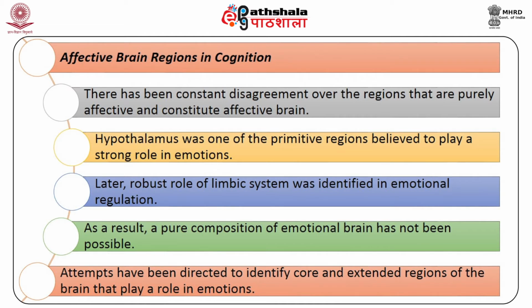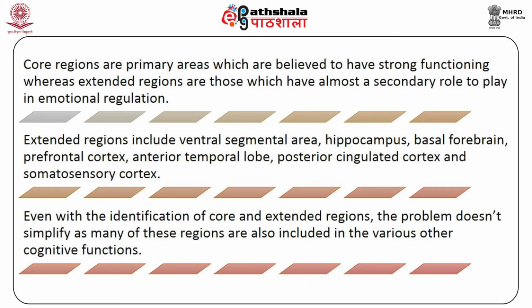Attempts have been directed to identify core and extended regions of the brain that play a role in emotions. Core regions are primary areas which are believed to have strong functioning, whereas extended regions are those which have almost a secondary role to play in emotional regulation. Examples of core regions include the amygdala, hypothalamus, nucleus accumbens, orbitoprefrontal cortex, anterior cingulate cortex, and ventromedial prefrontal cortex. Extended regions include the ventral tegmental area, hippocampus, basal forebrain, prefrontal cortex, anterior temporal lobe, posterior cingulate cortex, and somatosensory cortex. Even with the identification of core and extended regions, the problem doesn't simplify, as many of these regions are also included in various other cognitive functions.